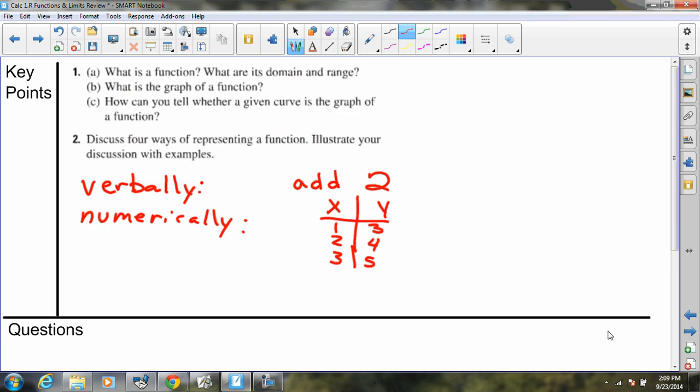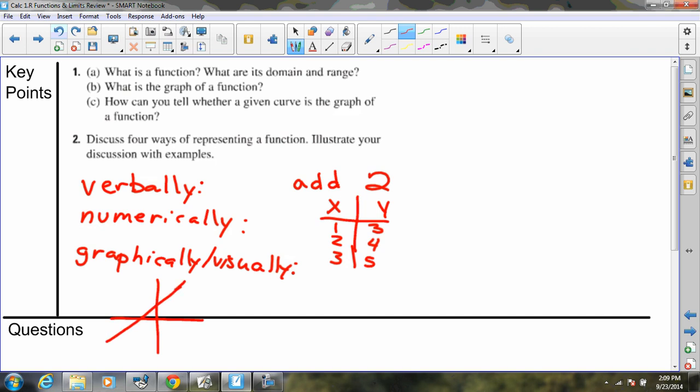We could also have, it's also called visually. This particular one of x plus 2, it would just be a line. Just the picture of that I didn't really like. It didn't look like a slope of 1 to me. That looks better. And the last one we had was algebraically. Algebraically just means equations. That would be something like y equals x plus 2. The same rule of add 2 represented 4 different ways. Verbally, numerically, visually, and algebraically.